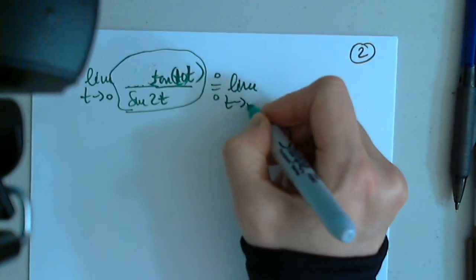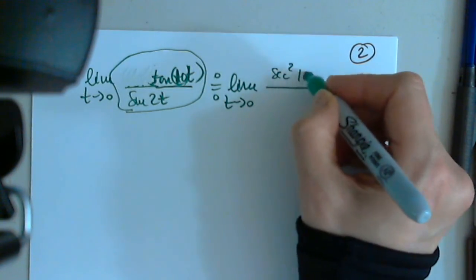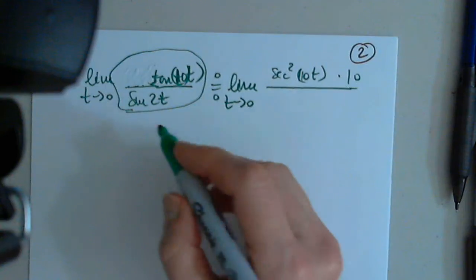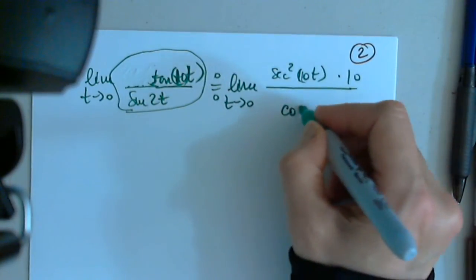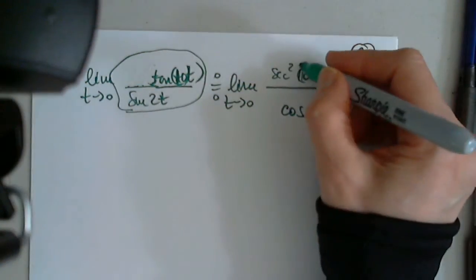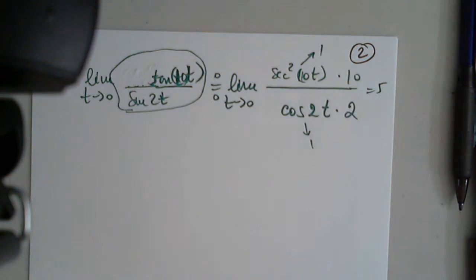So limit as t approaches 0. The numerator prime is secant squared 10t multiplied by the inner function's derivative, which is 10. And the denominator prime is cosine 2t times 2. This goes to 1, this goes to 1, so the answer is 5.